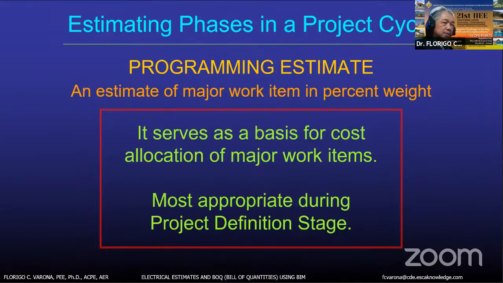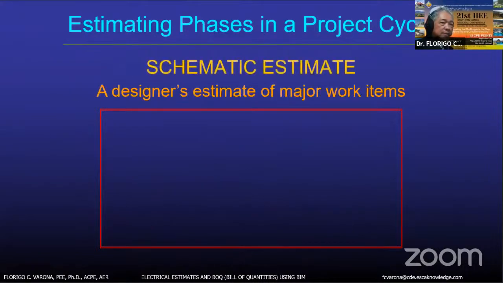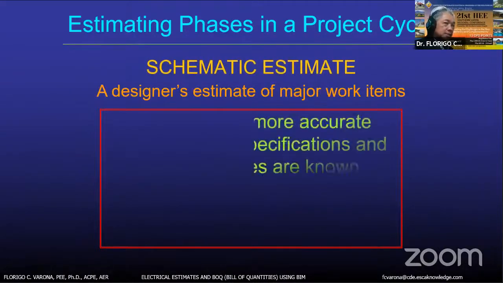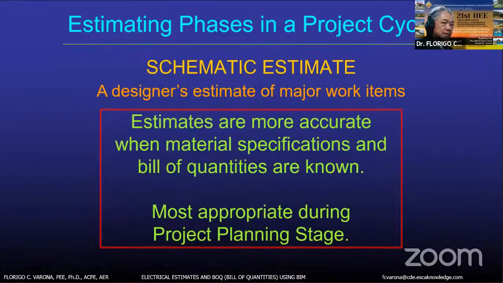It is an estimate of major work items in the project, but this is being done so that we can allocate the cost on a per stage basis. Then we have the schematic estimate. This is a designer's estimate of major work items. And we can only have this one if we already have the plan and the technical specification.